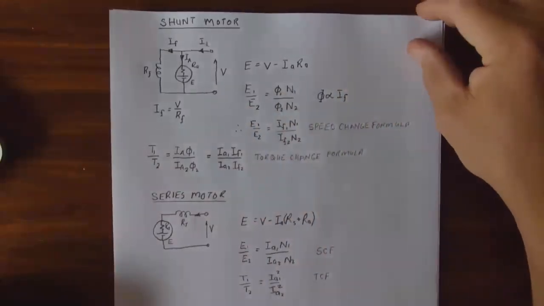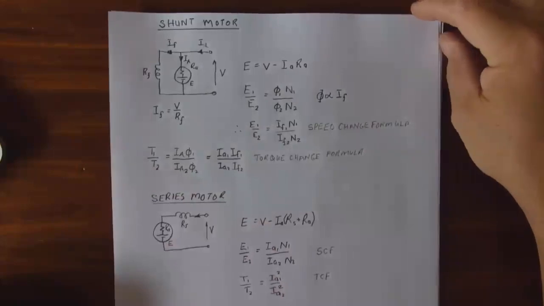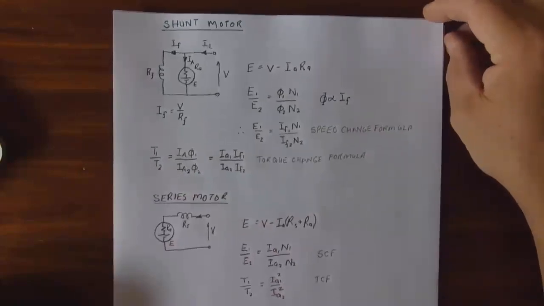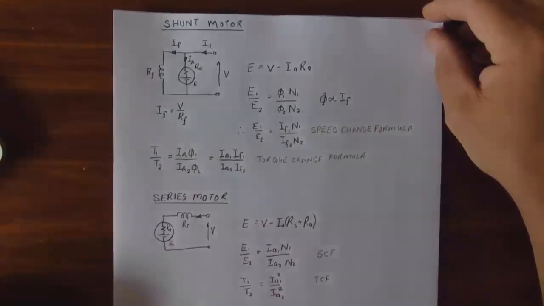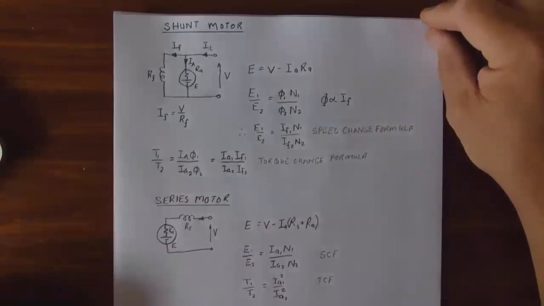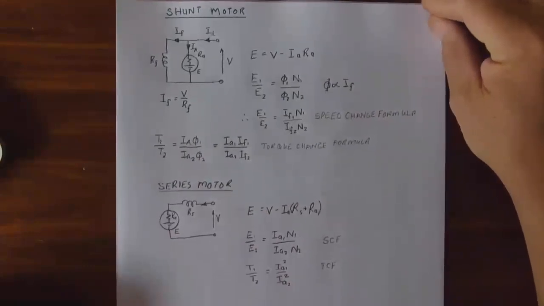Good morning. Before we carry on with the chapter on DC speed control, let's just have a look at the shunt motor and the series motor. There we have the equivalent circuit for a shunt motor. And the formulas that we are going to use: E1 is equal to V minus IA RA, and the field current is the voltage divided by the field resistance.